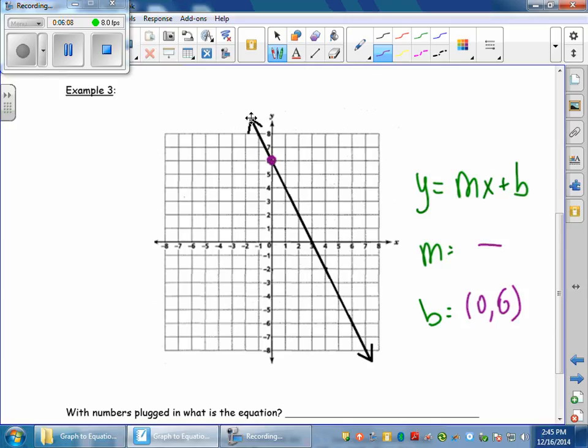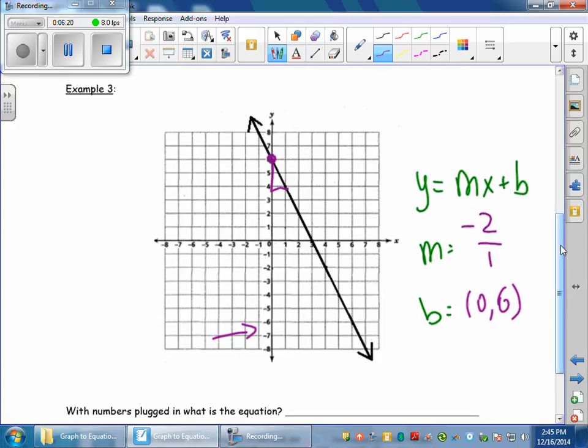And to me, this line looks like it's going down as I'm going this way. It's going down. So my slope is going to be negative, and it looks like I'm going to be going down 1, 2, and over 1. So negative 2 over 1.